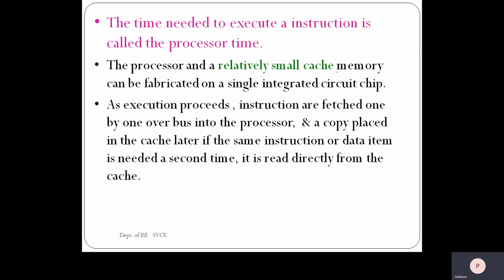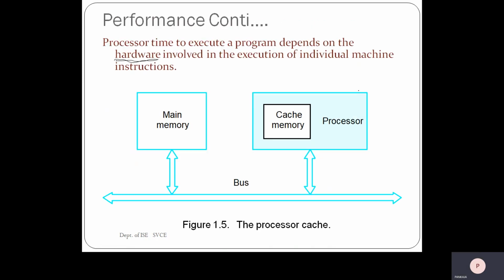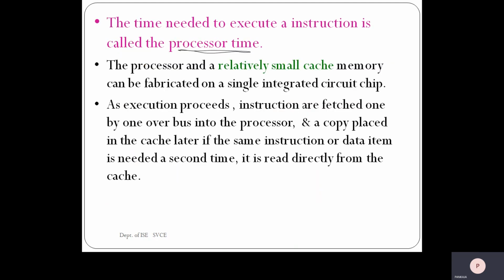The time needed to execute an instruction is called the processor time. So how much time it requires to execute a program, that is going to represent the processor time. The processor and a relatively small cache memory can be fabricated on a single integrated chip. In the diagram you can observe this is the cache memory. The size of the cache is always very small compared to the main memory, but with respect to speed, cache memory has higher speed.